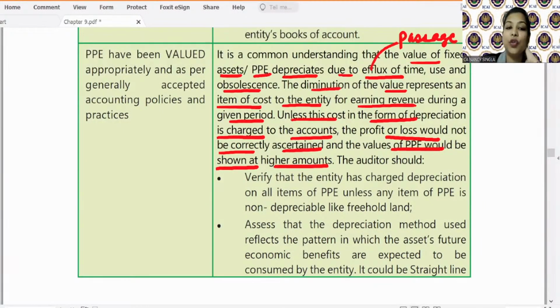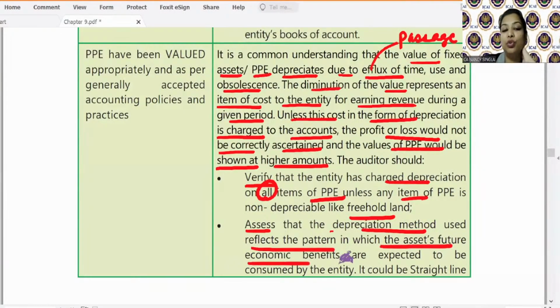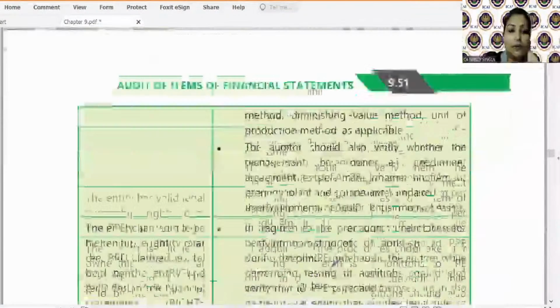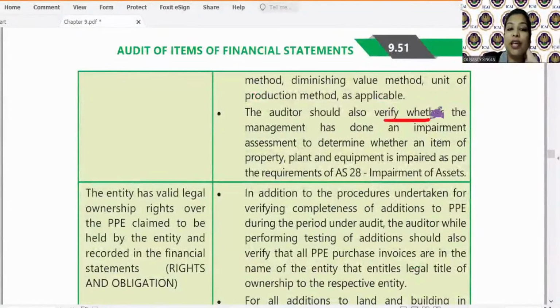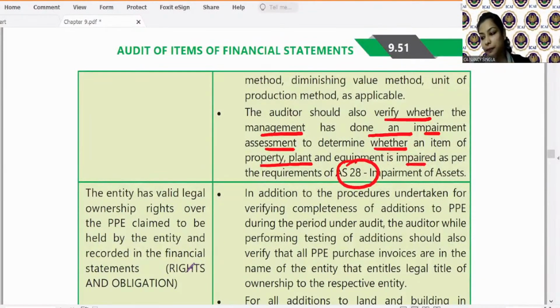So what to do? The auditor will verify whether the entity has charged depreciation on all items of PPE unless the same is what? Freehold land. Assess that the depreciation method reflects the pattern in which the asset's future economic benefits are expected to be consumed, like your straight line, WDV. The auditor should verify whether the management has done an impairment assessment to determine whether the item is impaired in terms of AS 28.